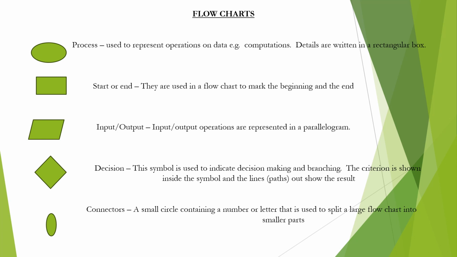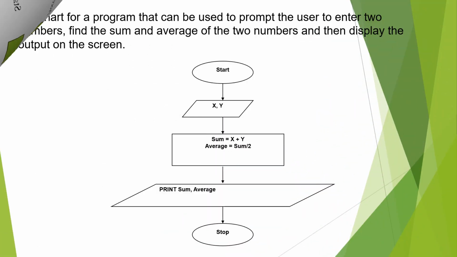To show an example of a flow chart, we have this. This is a flow chart that is used to prompt the user to enter two numbers, find the sum and average of the two numbers, and then display it on the screen. As we can see, to start and end your program, we use the oval. We said the parallelogram is used to input the numbers that you're using to solve your problems, and then we have the rectangle, and then we have the parallelogram now to output. It's used to input and output, and then we have the oval to stop the program.